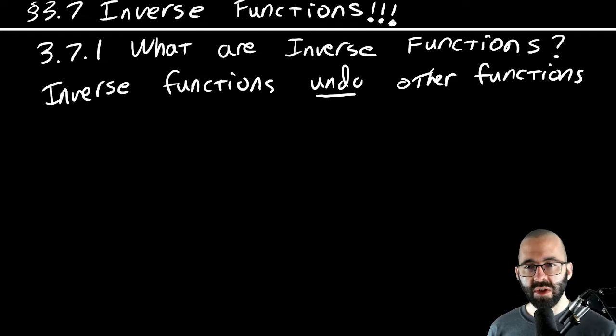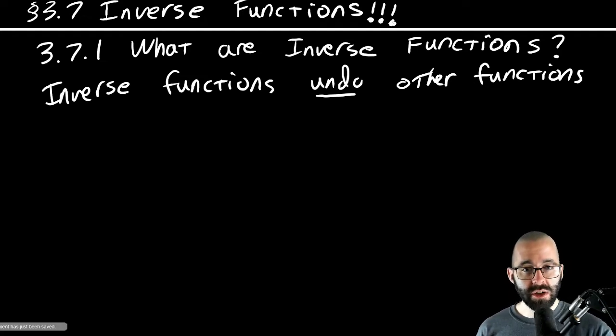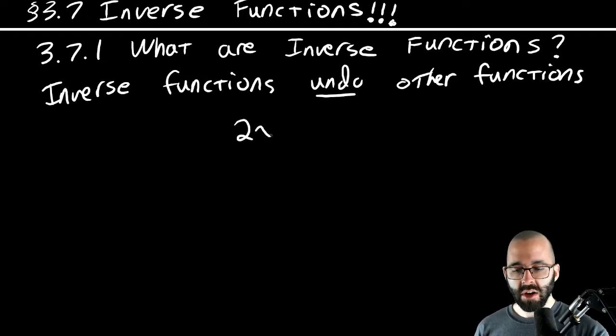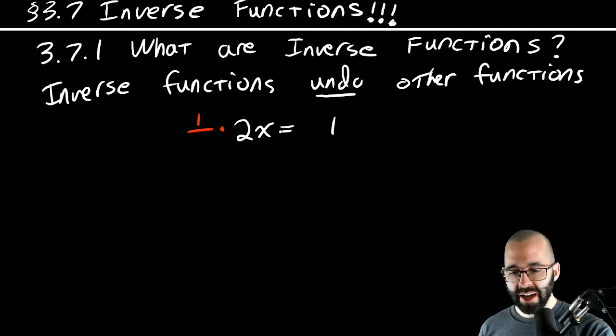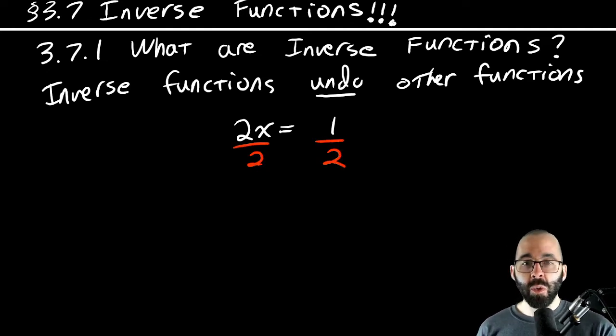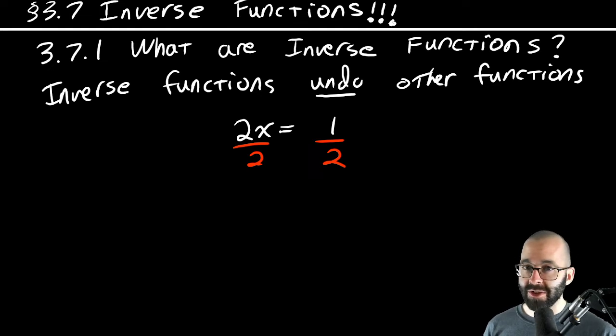So we've been doing this for a long time. Let's say you're solving an equation, and you have something like this. What do we do to solve this equation? We use an inverse function. X is getting multiplied by 2. How do we undo that? Well, usually we'll think about it as dividing both sides of the equation by 2. We're applying an inverse function to both sides.